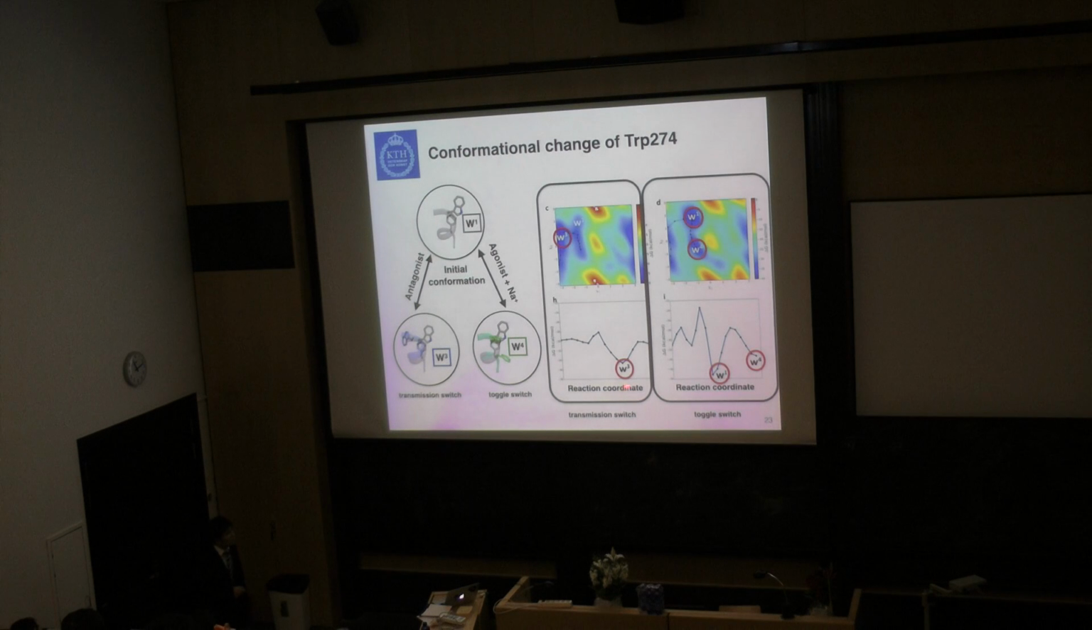And I would like to note that the toggle switch motion was proposed more than 20 years ago to explain the activation of the opioid receptor based on NMR results. However, no crystal structure has observed this kind of toggle switch motion. The transmission switch motion has been developed recently to explain the activation of GPCR. And in our simulation, we observed both the toggle switch motion and the transmission switch motion, and they can be used to explain the activation of GPCR.